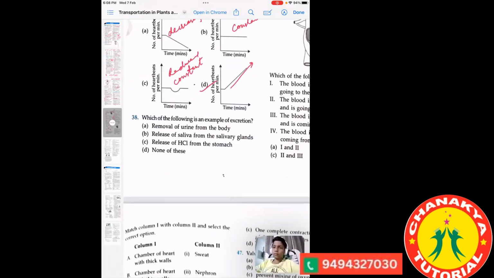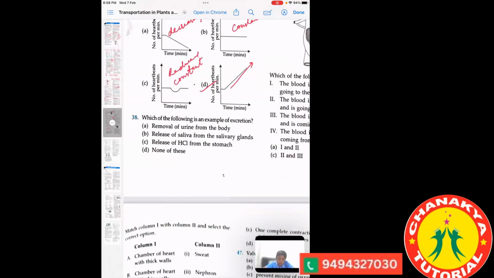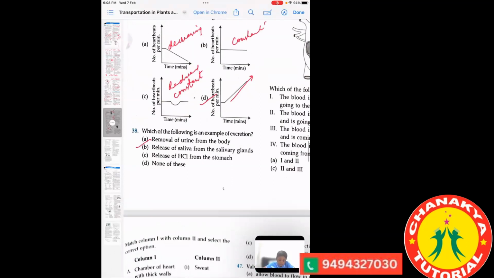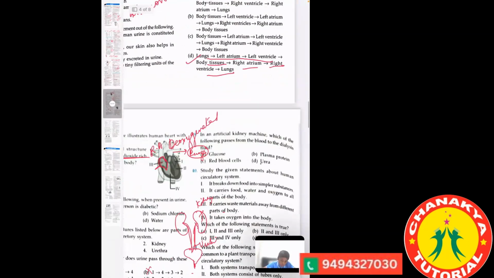Prithvik, question number 38. Which of the following is an example of excretion? Ma'am, it's A. Excretion is basically the removal of waste such as urine from the body. That is what excretion is. Question number 39, Manasvi.